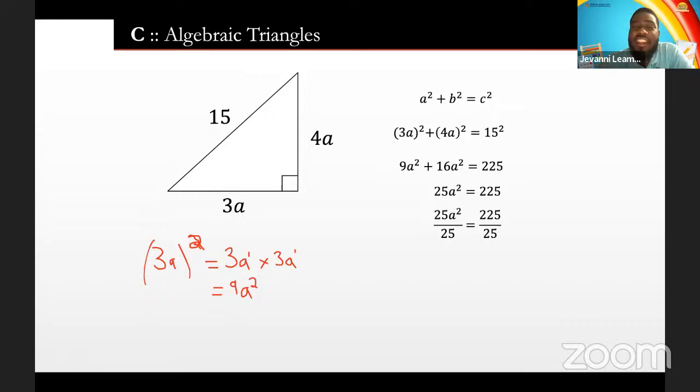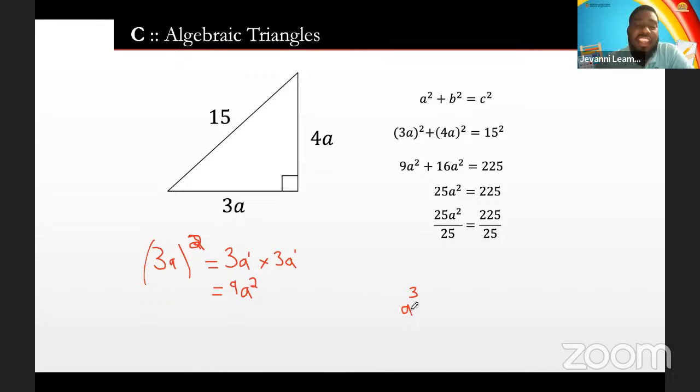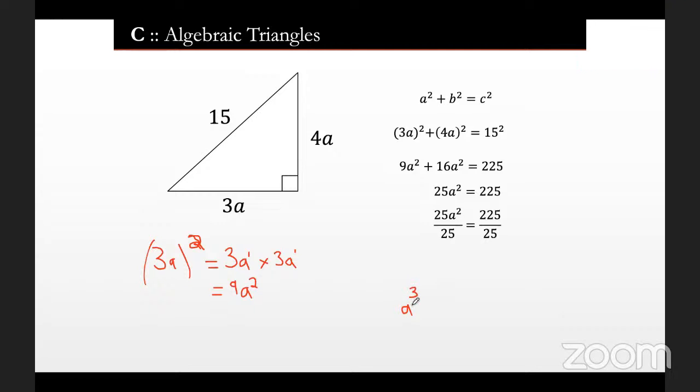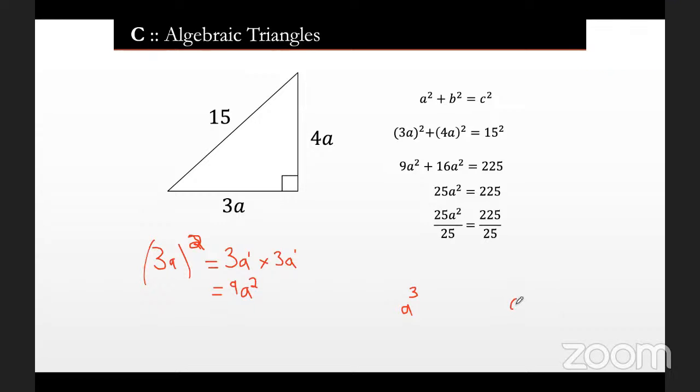A little bit more. What about if I had a cube? How would I get rid of something looking like this? A cube. How would I get rid of the cube? What would I do to the cube? You guys don't want the cube to be there again. What would I do? Anyone? The cube root. Yes, she said it. Cubic root.